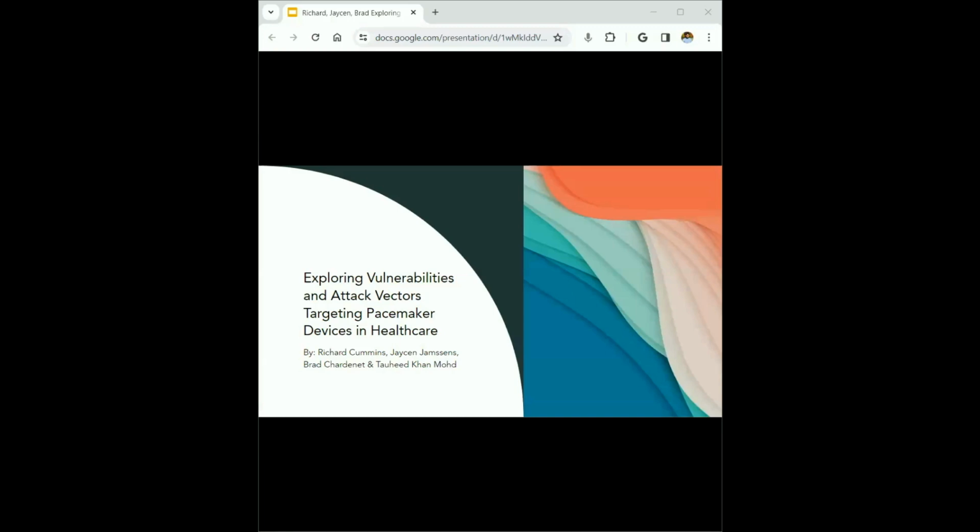Hello everyone, once again. I'm presenting my third work, which explores vulnerabilities and attack vectors targeting pacemaker devices in healthcare. This is a study conducted by my students, Richard Cummins, Jaycen Jamssens, Brad Chardenet, and myself, Tauheed Khan Mohammed. We are all from the School of Information Security and Applied Computing, Eastern Michigan University in Ypsilanti, United States.